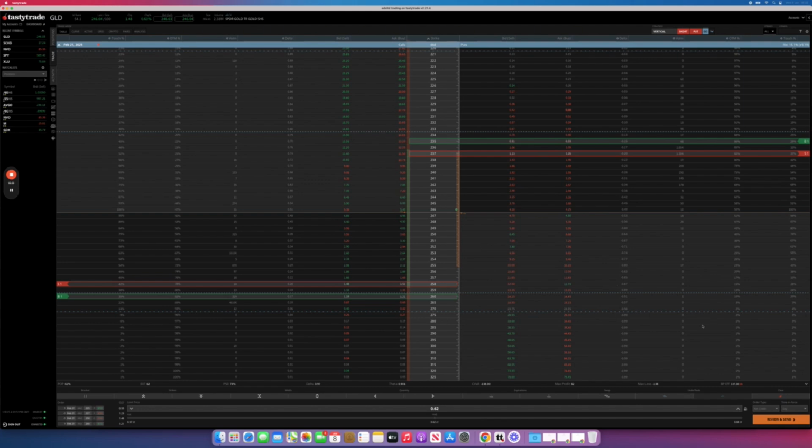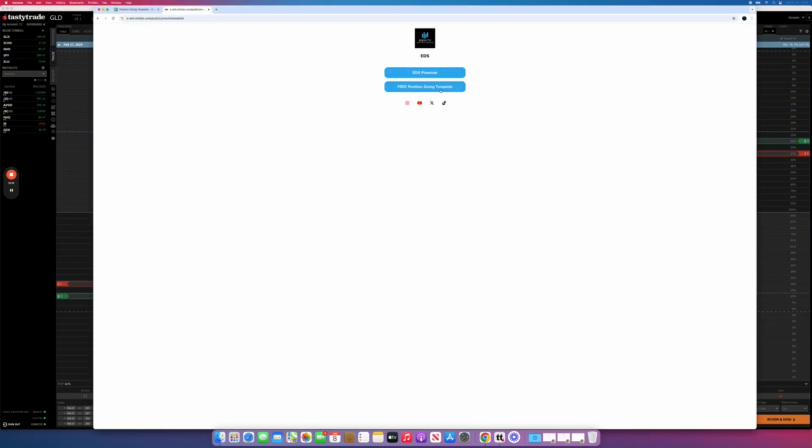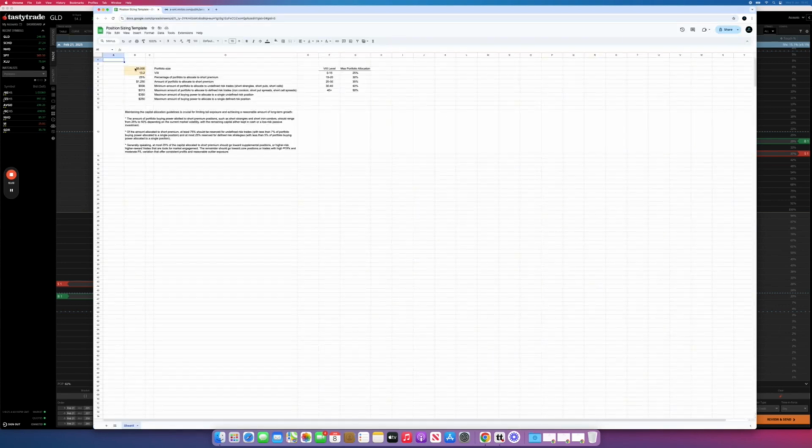Now, how do you know how much buying power you should be allocating to your positions? Well, in order to figure that out, we've created a free position sizing template that's available for everyone to use. Link is in the description. Once you click that button, it will take you over to a spreadsheet that looks like this. You enter in whatever your portfolio size is, you then enter in whatever the current VIX level is, and everything will then be automatically calculated for you.